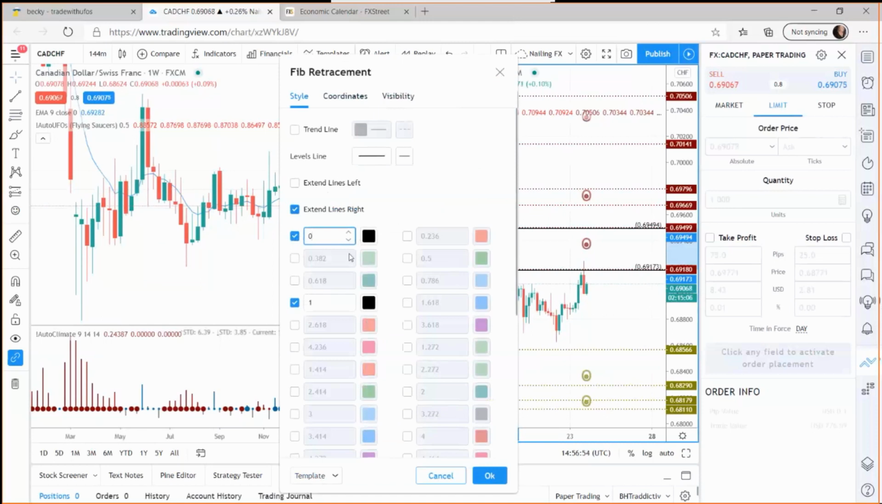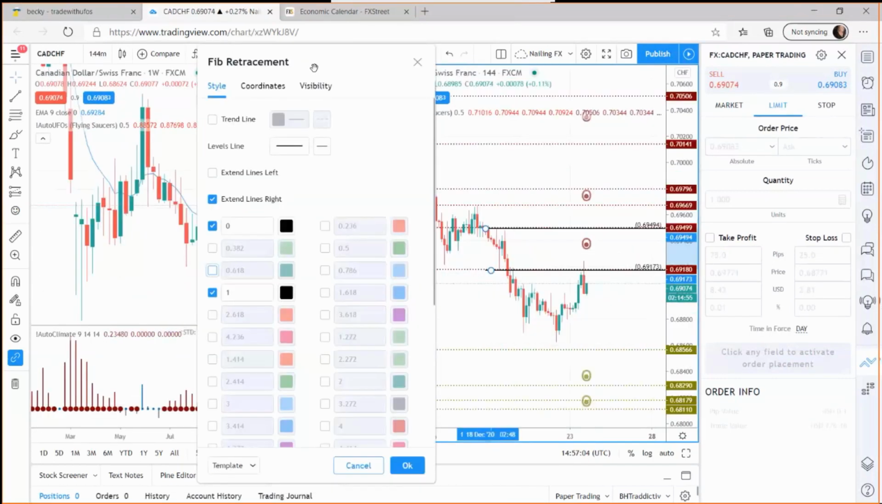So that's what I've done. Usually it would look something like that. I guess you'd have loads of different lines in there. I just uncheck them all so that I have 0 and 1. I don't use Fibonacci as it is intended. I simply use it as a drawing tool. And then I click OK, and that's now my default.